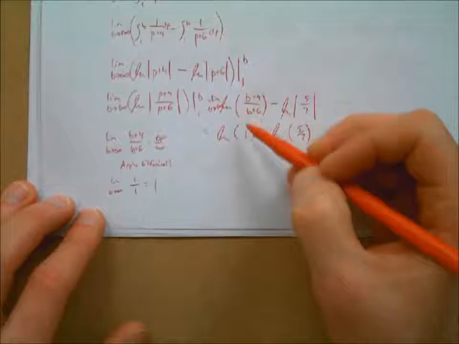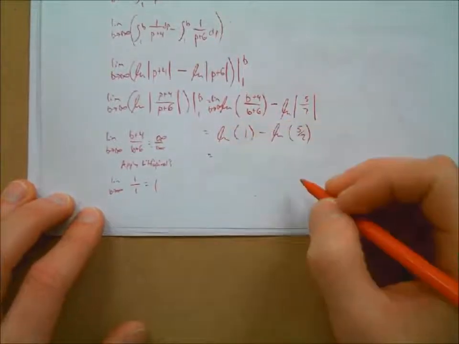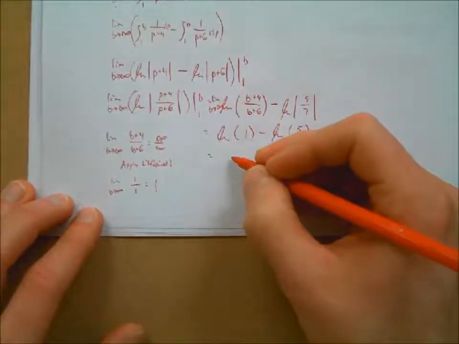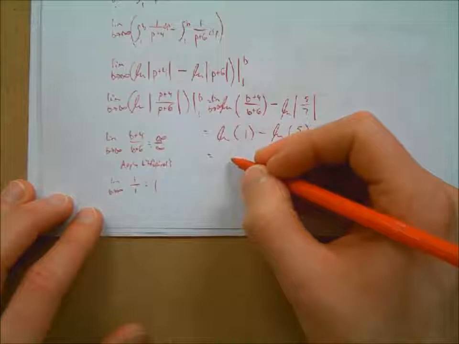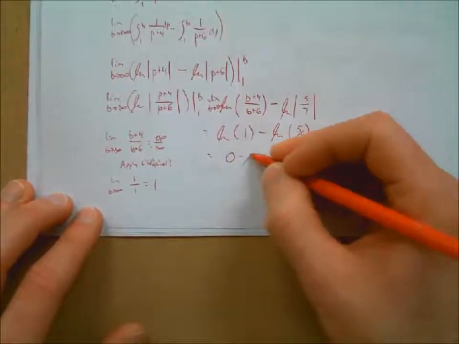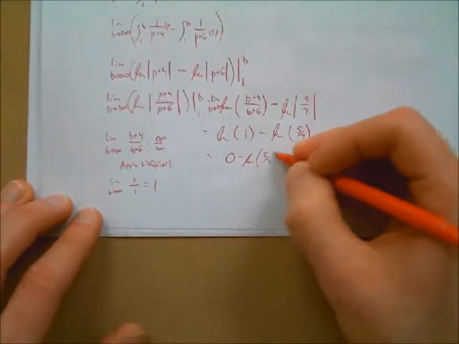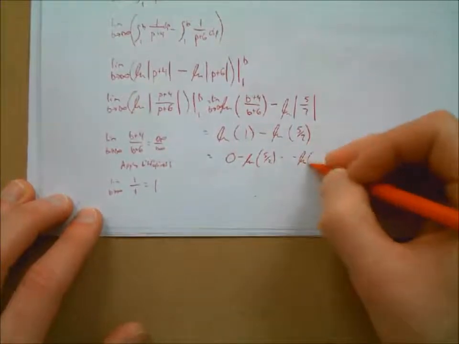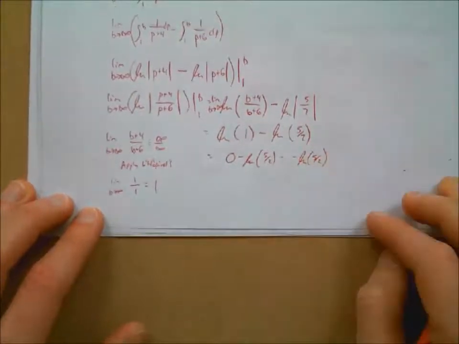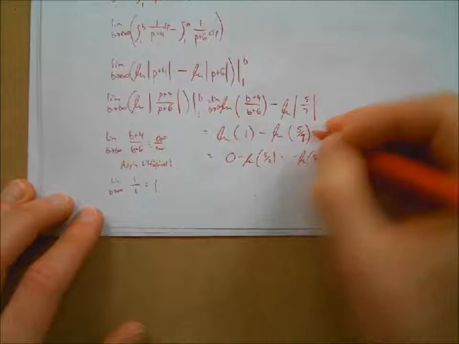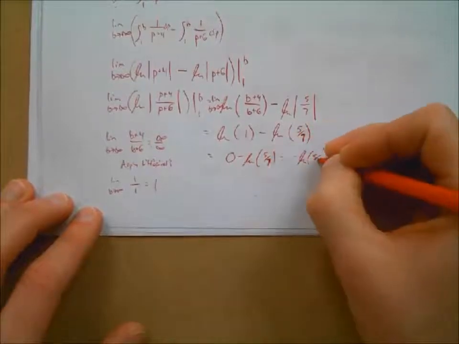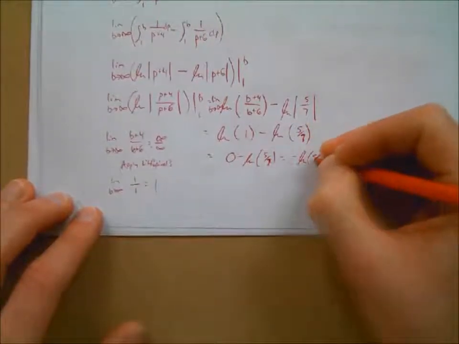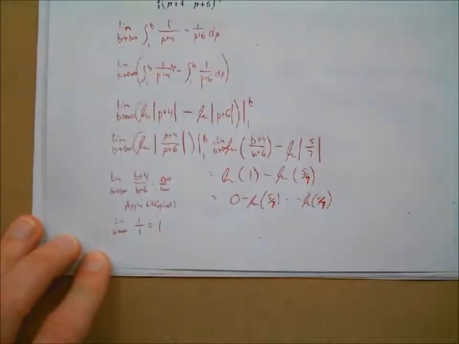And so then, of course, what's the natural log of 1? 0. And so it's 0 minus the natural log of 5/7, or just negative natural log of 5/7. I can't read my own handwriting. That's pretty bad there. Okay. Thank you, Lander. Is that good enough? Or further up?